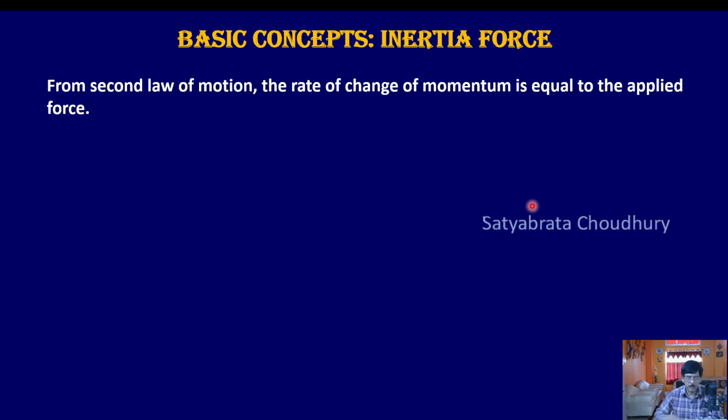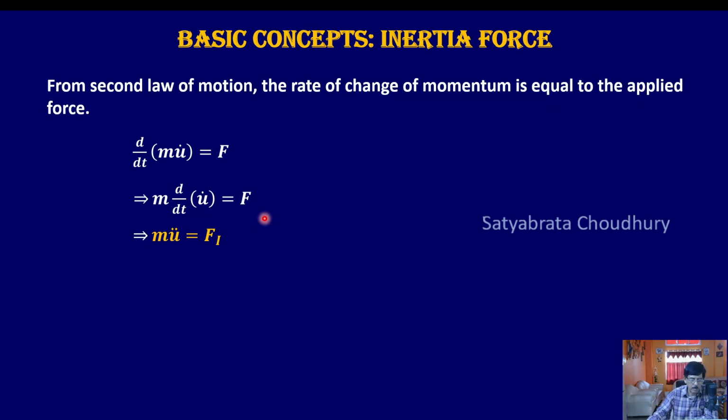From Newton's second law of motion, the rate of change of momentum is equal to the applied force. So d/dt of m u dot equals F. Since m is constant, I can take it outside: m d/dt u dot equals F. You can put F(t) also because it is a dynamic force. And d/dt of u dot is nothing but u double dot. So m u double dot equals F.